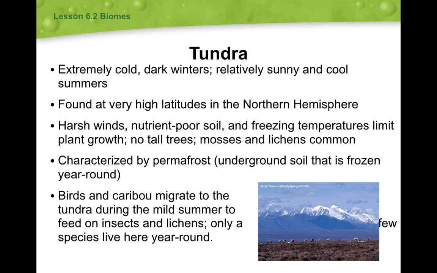The tundra is characterized by something called permafrost, and that is a layer of soil underground that is frozen all year long, even in the heat of the summer. Birds and caribou migrate to the tundra during the mild summers to feed on insects and lichens. There are not many organisms that live in the tundra year-round.